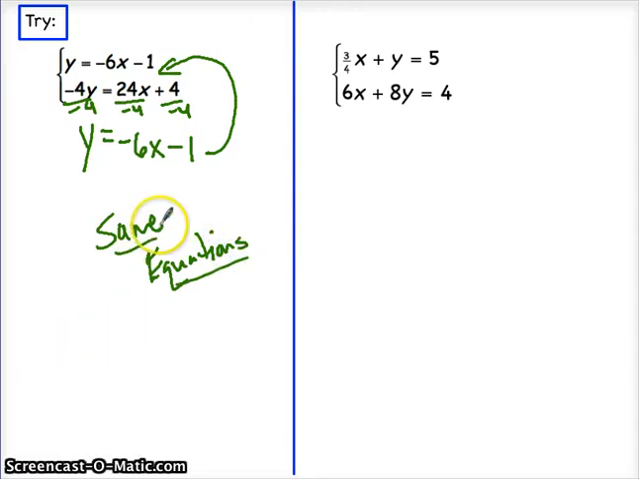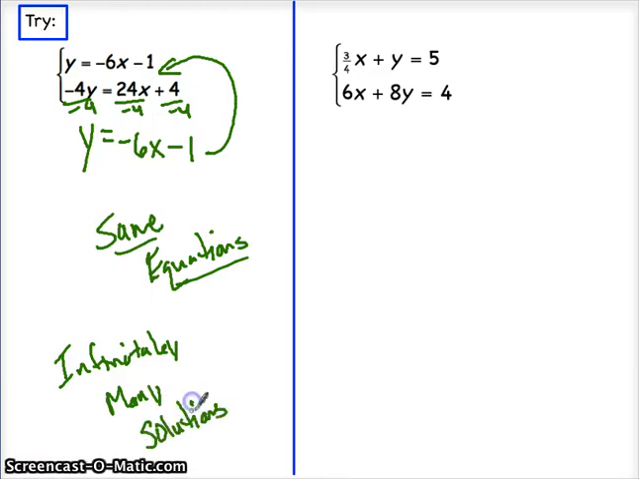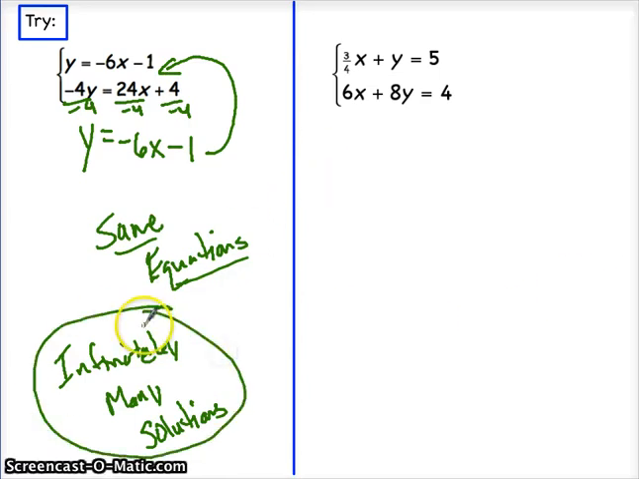Which means that if they're the exact same equation, they're going to be in the exact same spot on the graph, they're going to intersect everywhere, and you're going to have infinitely many solutions. Infinitely, sorry, and that will be your final answer.